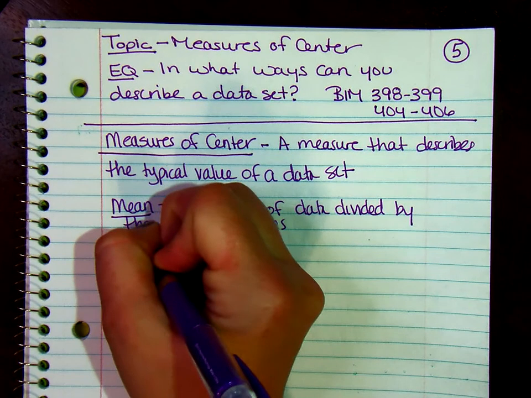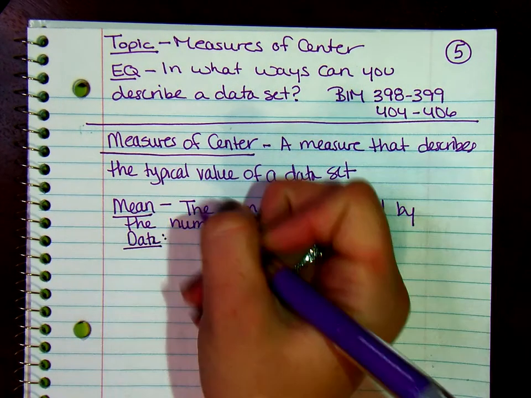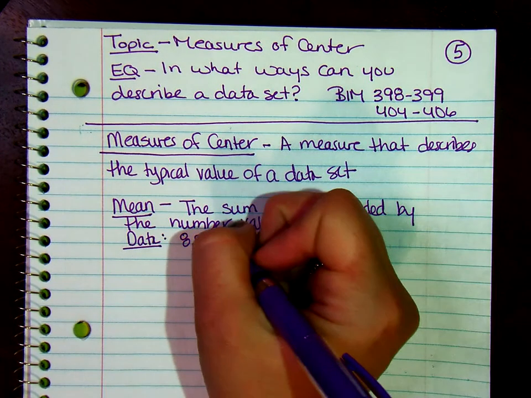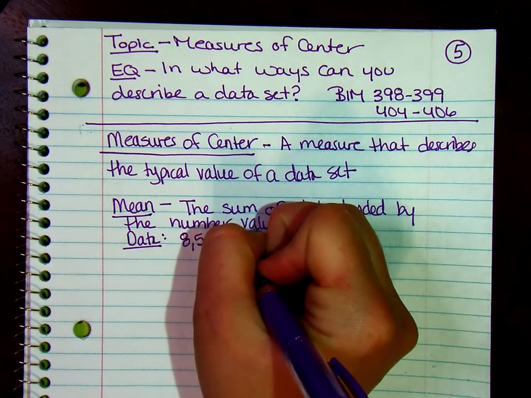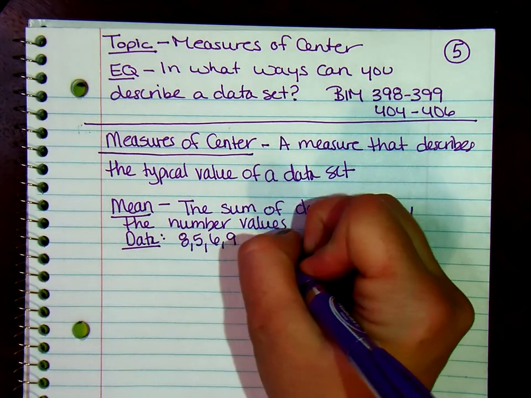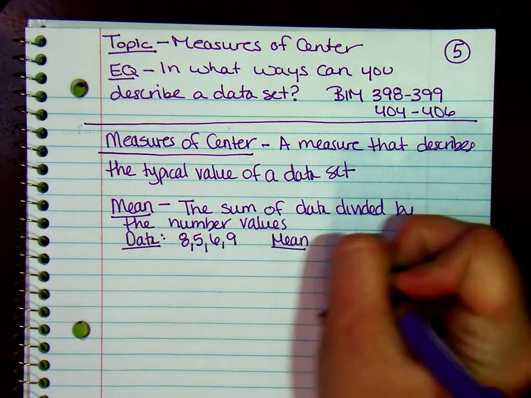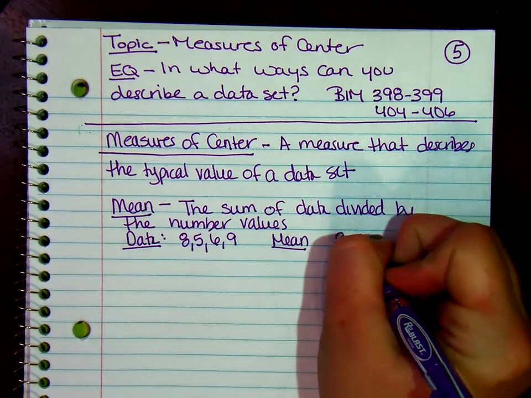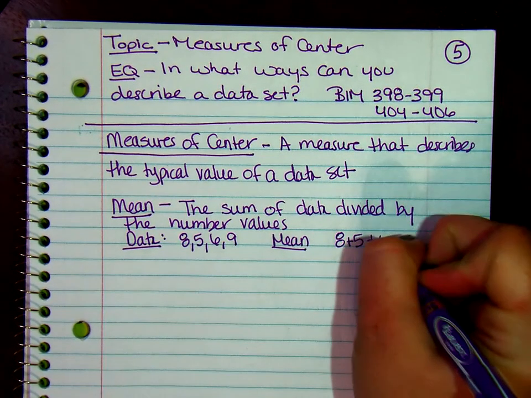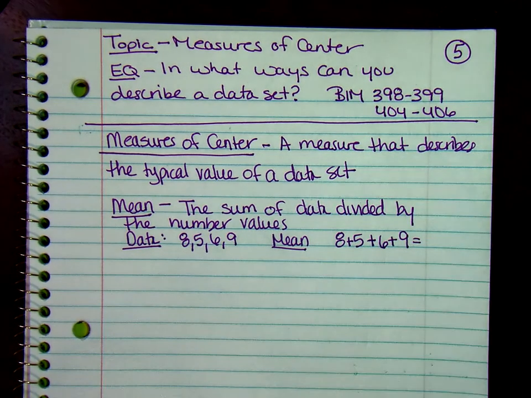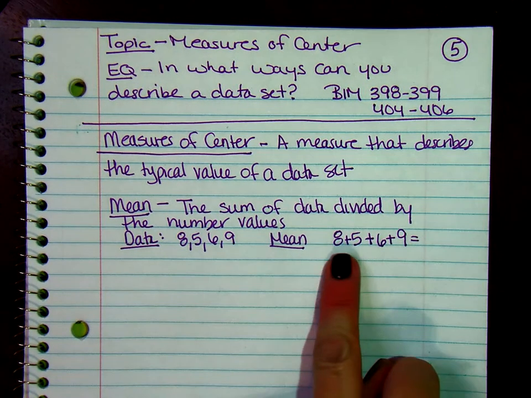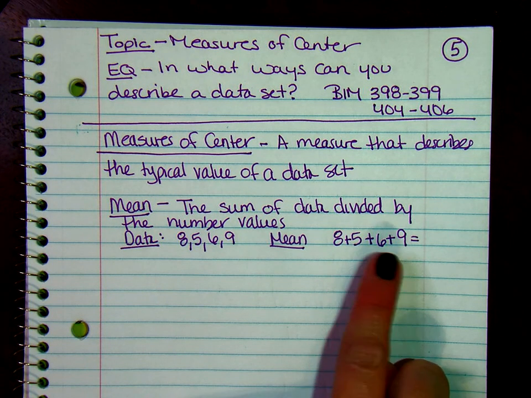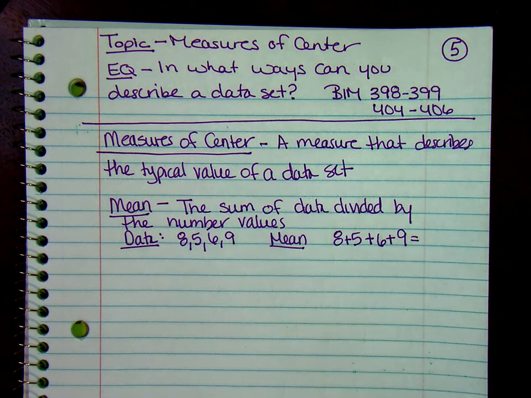If our data are the numbers 8, 5, 6, and 9, to find the mean, we would add those numbers up. 8 plus 5 plus 6 plus 9. And if I do that, I get 8 plus 5, well, that's 13. Plus 6 is 19. Plus 9 is 28.